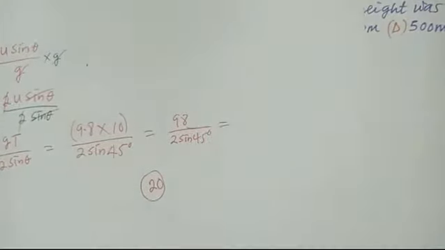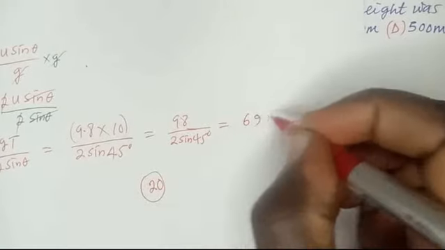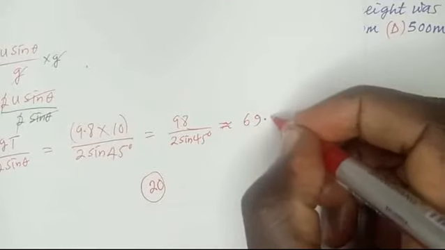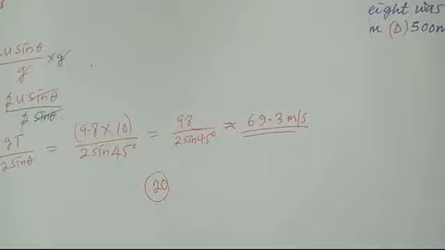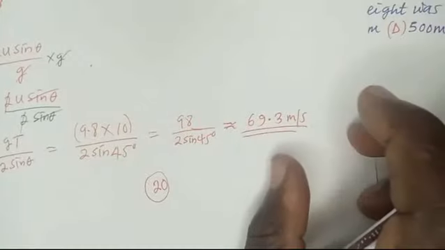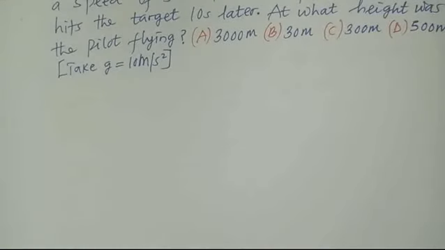So I will now take my calculator and say 98 divided by 2 sine 45 degrees, and this will give me approximately 69.3 meters per second. So this is the initial velocity with which it was projected. With this one, we have successfully solved problem 3.